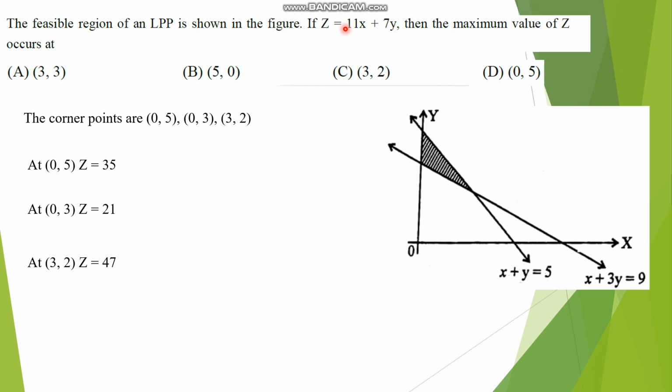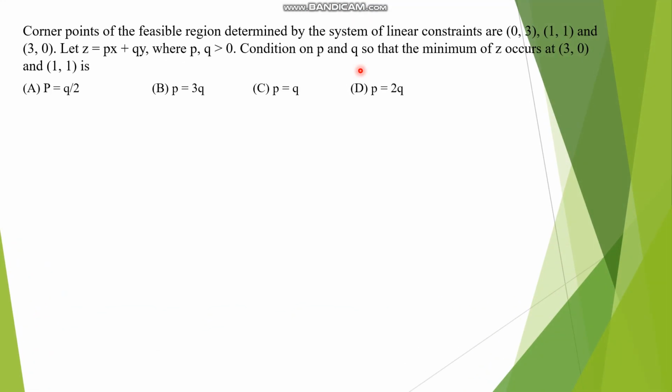When you put x, y as 0, 3, z will be 21. And when you put 3, 2, z value is 47. So you can observe here the maximum value is 47, which occurs at the point 3, 2, which is option C.